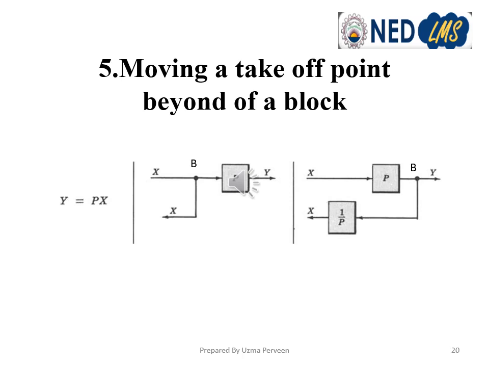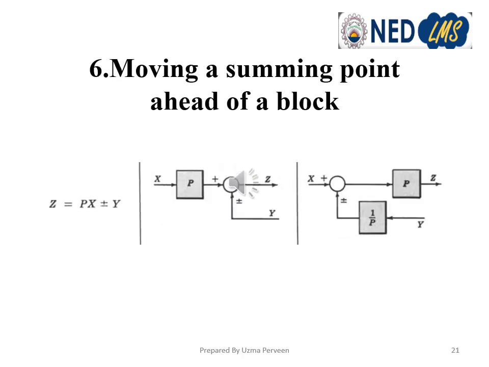at point B will become px. So to cancel this p, we multiply by 1 upon p, so that the signal will again become x. So at both points the signal x is transmitting, and y will remain the same, which is equal to px. The next transformation is moving a summing point ahead of a block.